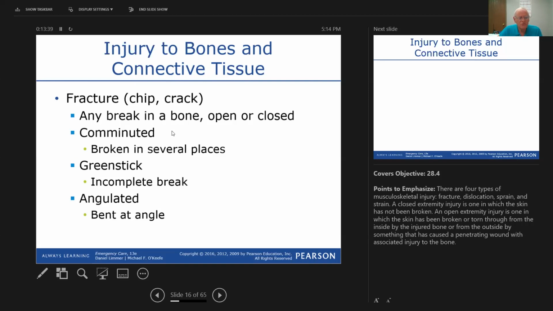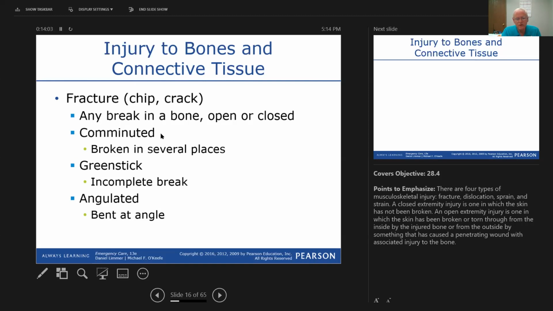Different types of fractures. Comminuted means it's broken in several places. This is usually some sort of a crushing injury mechanism. Somebody got caught between two cars, bumper to bumper, and crushed them a little bit. Actually, I have a picture of that for you later. But the comminuted means the bones are in pieces where the fracture is.